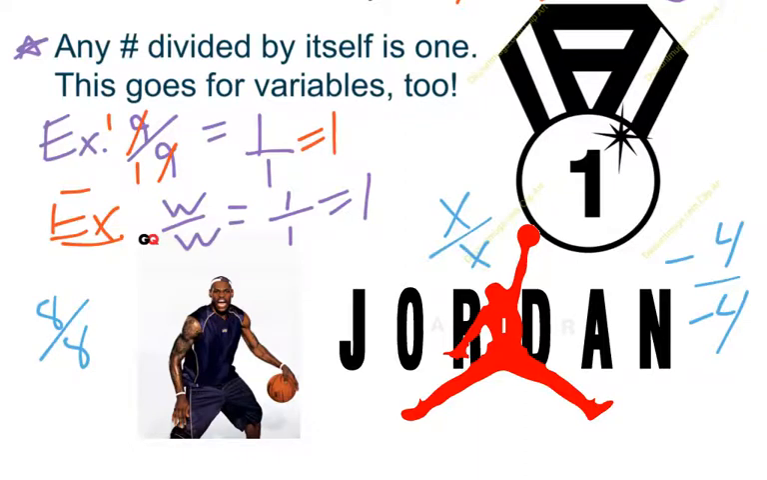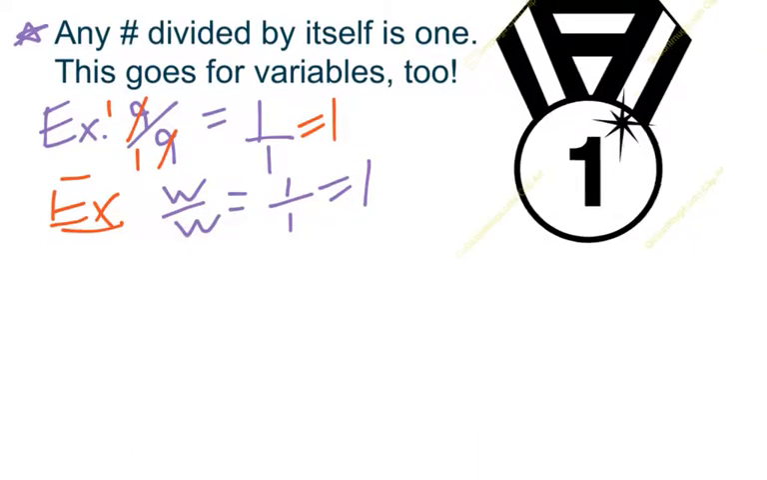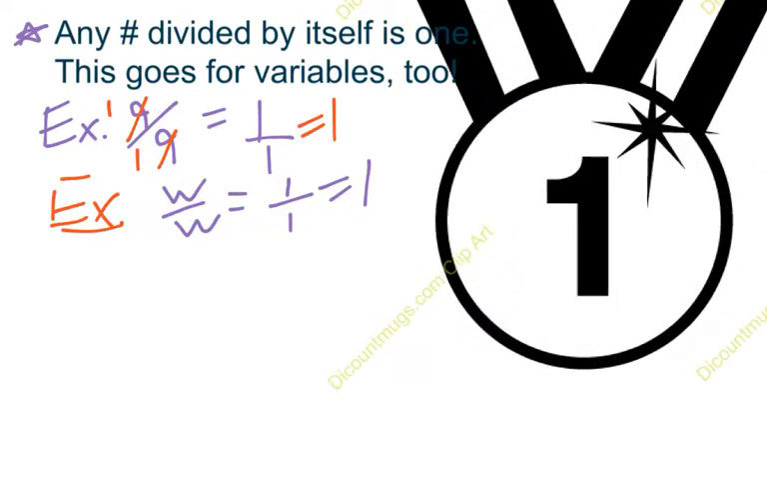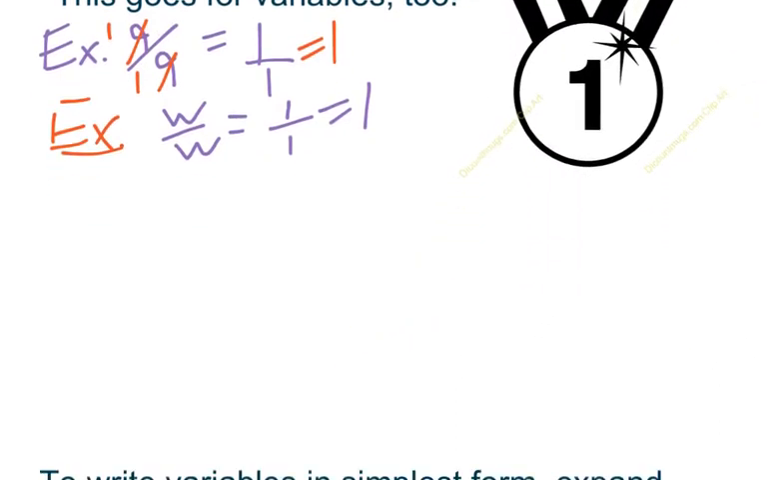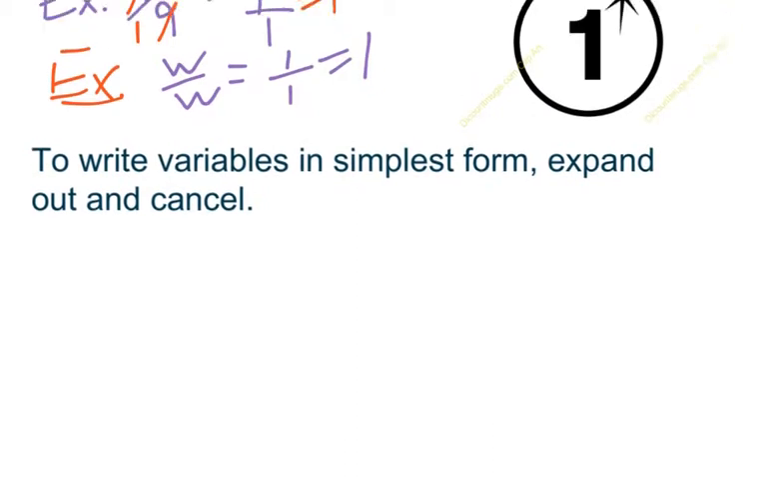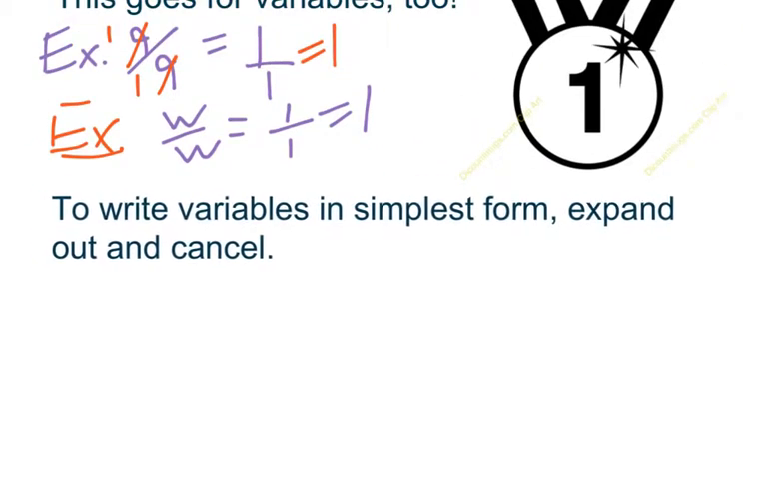So are you number 1? Of course you are. Alright, to write variables in simplest form, expand out and cancel.